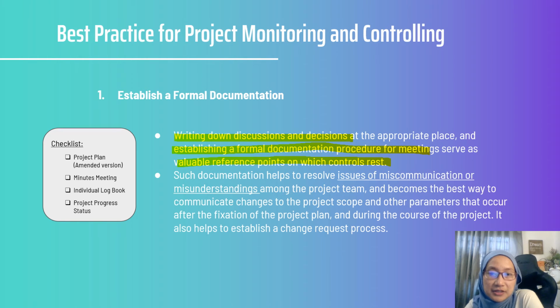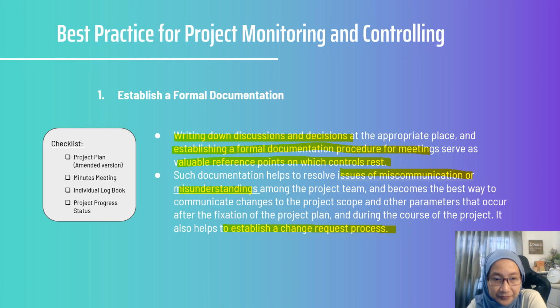Such documentation helps to resolve issues of miscommunication or misunderstanding among the project teams, and becomes the best way to communicate changes to the project scope and other parameters that occur after the fixation of the plan and during the course of the project. It also helps establish the change request process. For example, if you have a miscommunication, you have to report it in your project progress report, and then discuss among your team, and maybe you can solve it.